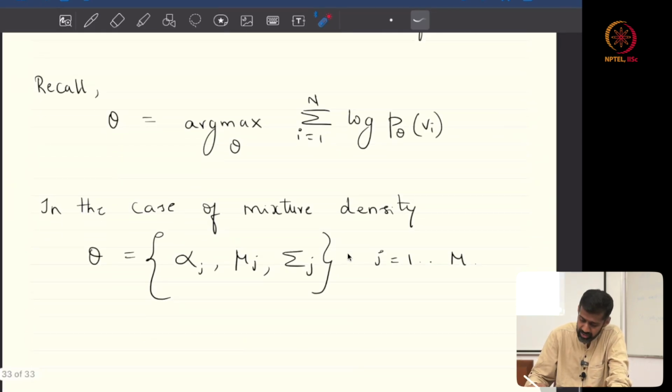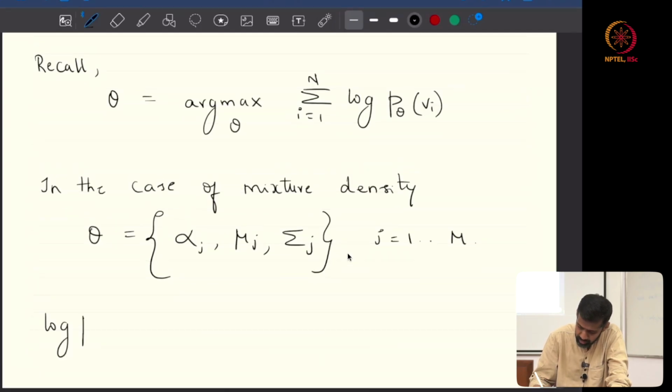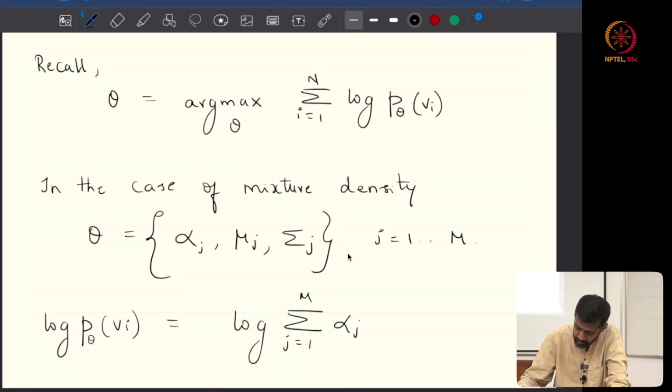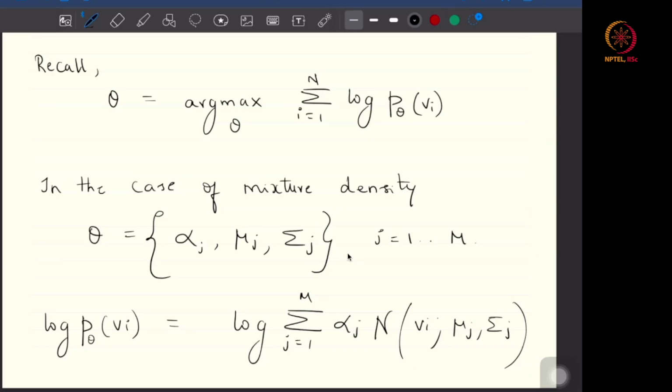Now, what happens is that for the mixture model, if you consider the log likelihood, so log p theta of x_i is given by log of a sum, so this is the form that we end up getting for the case of a mixture density.